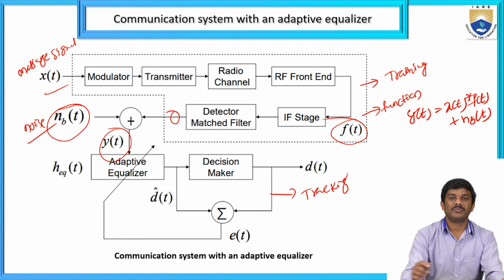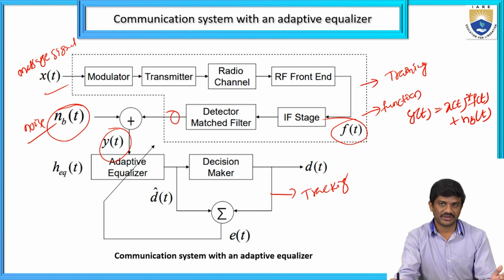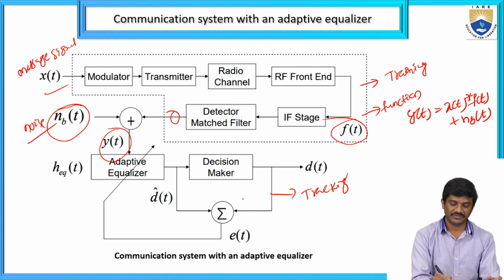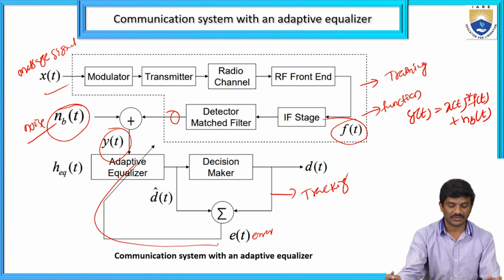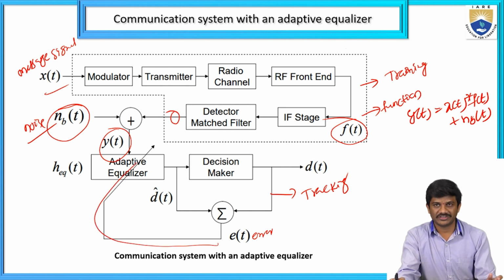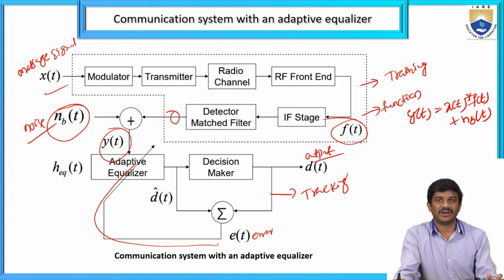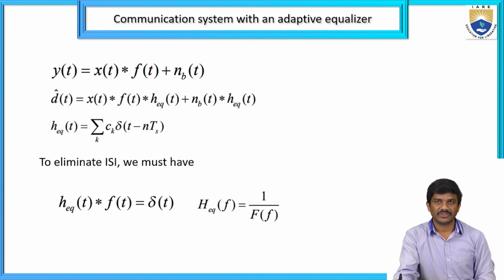Here we compare with the previous signal. If any error comes, it equalizes the tracks again. Then the original message signal from the decision maker goes out as the output. This is adaptive equalization, the equalization process in the communication system.